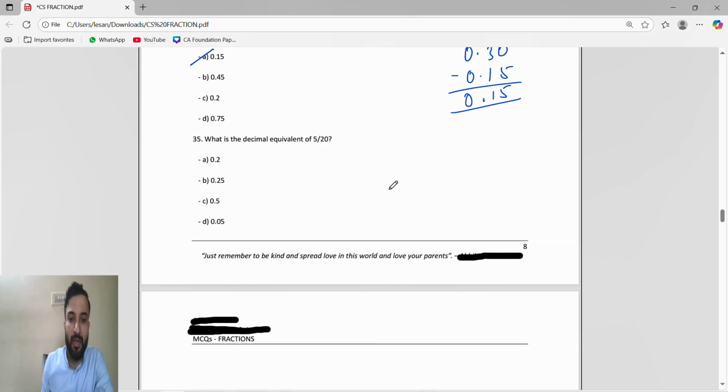Okay, what is the decimal equivalent of 5 by 20? Just cancel, guys. 5 by 20, what will happen? 5 will not go, so 0 point will come, and it means 50. So 20 twos are 40. 10 will be remaining. 10 point means 100. So it will become 20 fives are 100. So 0.25.